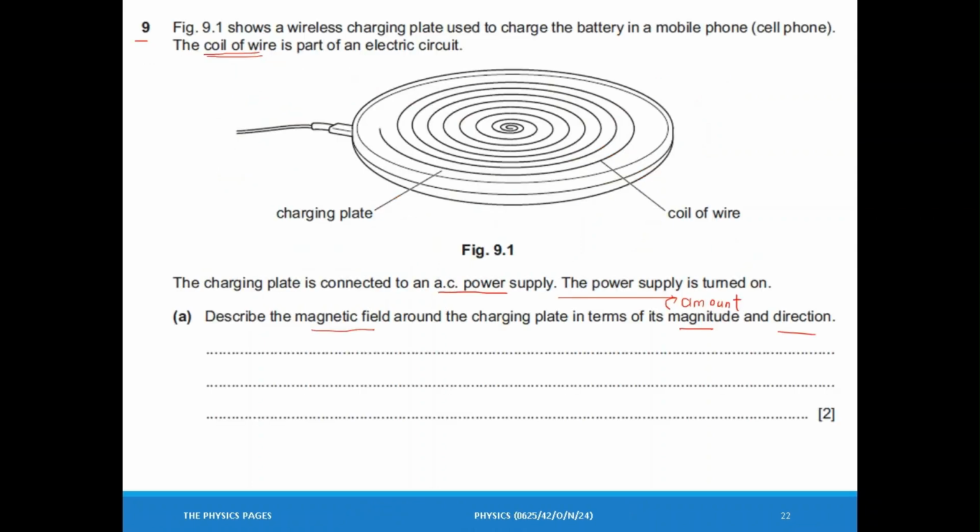So here we are asked about the magnetic field around the charging plate in terms of magnitude. It is understood that AC, the alternating current, is changing its value from 0 to maximum and maximum to 0, so the magnitude of the magnetic field will be changing. When you talk about the direction, similarly, when the magnitude of the current is changing and the direction of the current is changing in every cycle, it will have a different direction in each cycle. And also, the direction of the magnetic field will be perpendicular to the coil.